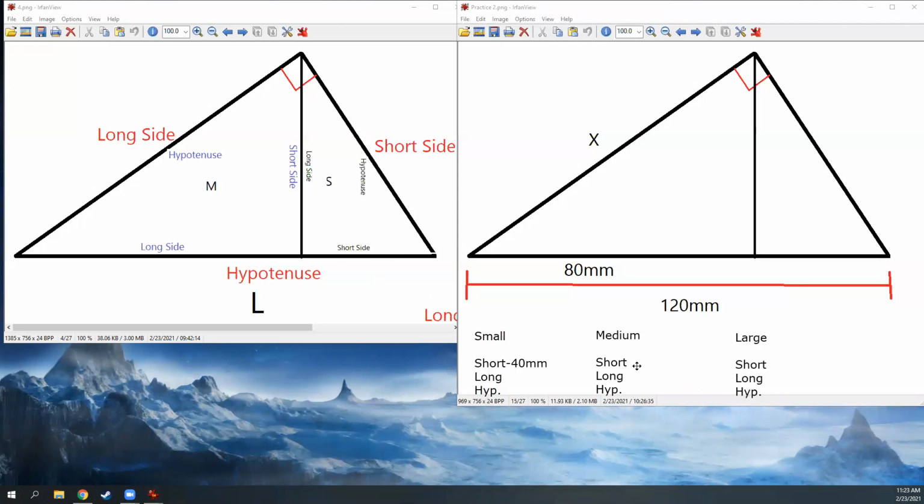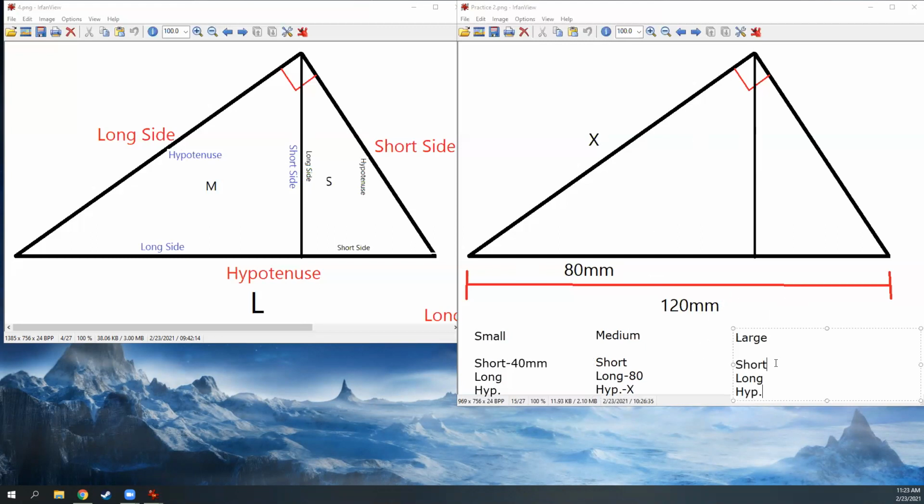So going over to the medium triangle, we do not know its short side, do we? That's empty. We do, however, know its long side. Its long side's down here. Its long side happens to be 80. And then we also do know the medium triangle's hypotenuse, don't we? X. All right, so we're looking for long and hypotenuse.